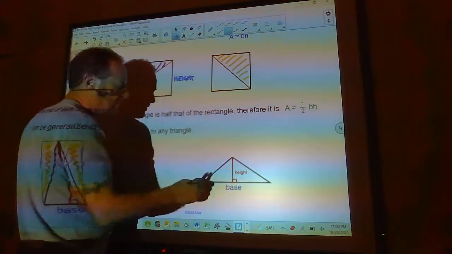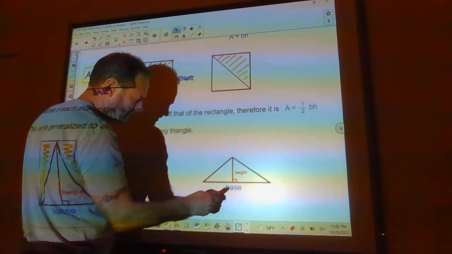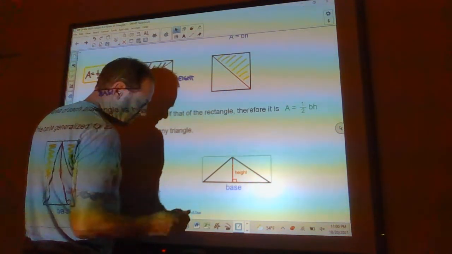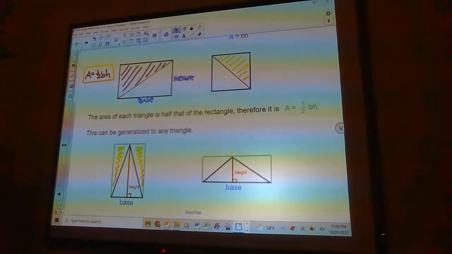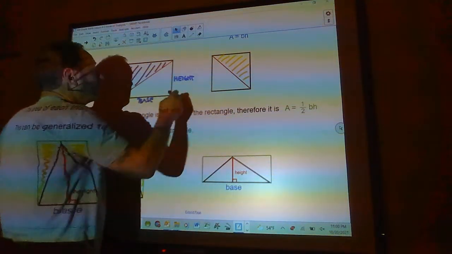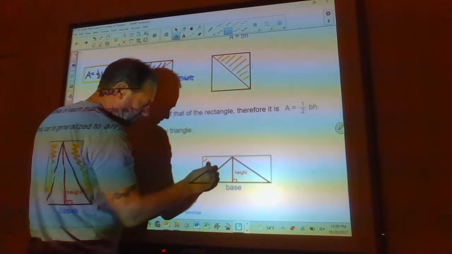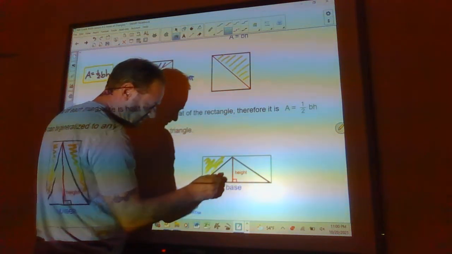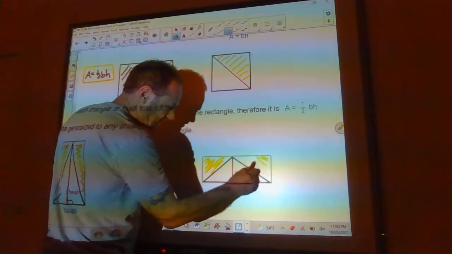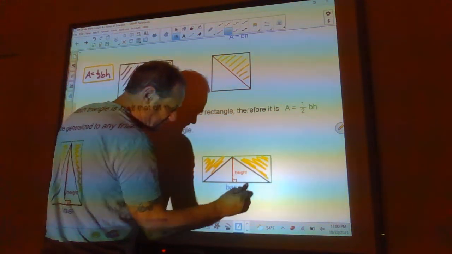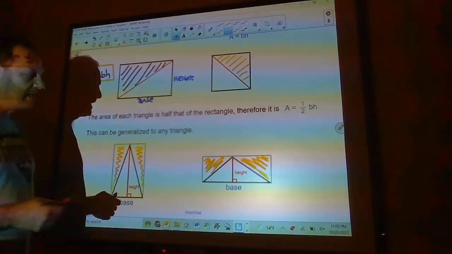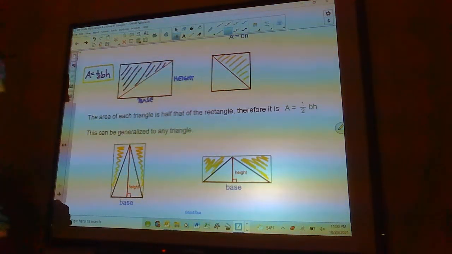Now, what if I had a triangle that looks something like this? Here's my base, here's my height, and I can rectangulate it like that. Now, this triangle here is going to be the same as that one, and this triangle over here is going to be the same as this one. So again, the area of the triangle would be half the base times the height.